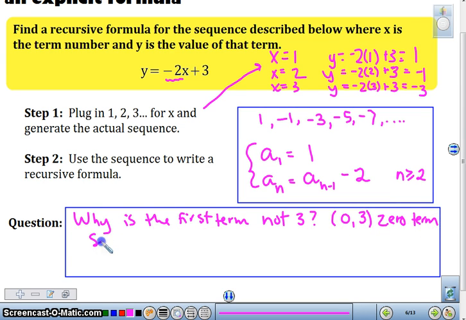And our sequences will always start with the first term. So this is kind of like telling us that a_0 would be 3. And our sequences always start with the first term. So just be careful for that when you look at an equation in slope-intercept form or point-slope form.